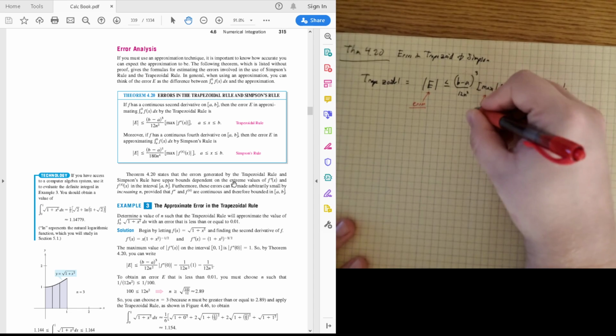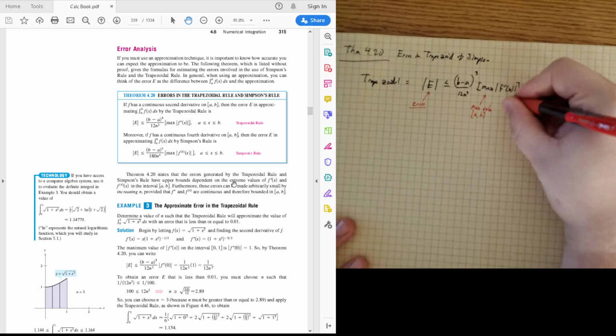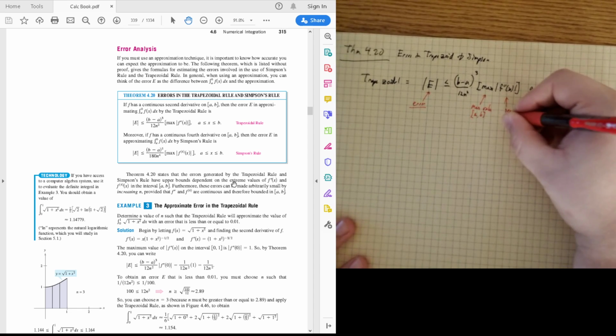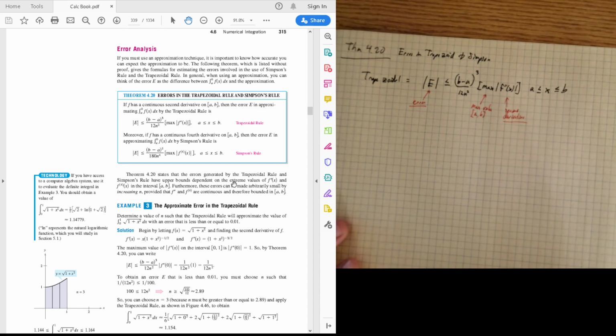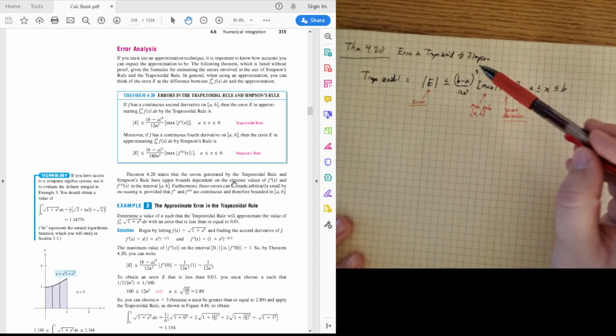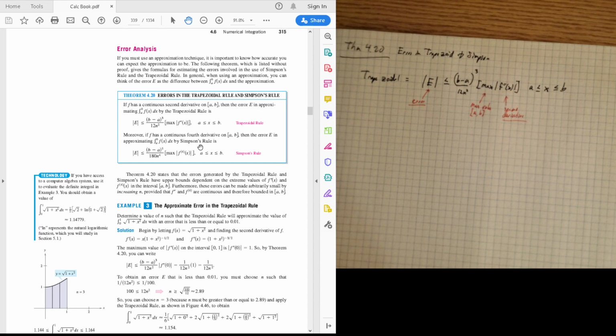Now what this says is, we need the maximum value between A and B of the second derivative. So your error is going to be plugging into this formula. Notice that in order to find the error, you need to be able to take a second derivative, which it says in the error instructions right here. If f is continuous, or if it has a continuous second derivative on the interval, then you may approximate the error using the formula. So that's the trapezoidal rule.